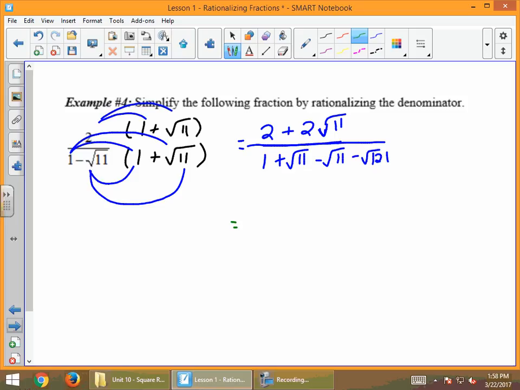Clean everything up. Is there anything we can do in the top? Super tempting. But they both have to have a radical 11. They don't, so there's nothing we can do. So just leave it how it is. And then what happens to our radical 11s in the bottom? Well, they're opposites, so we're just left with 1 minus.